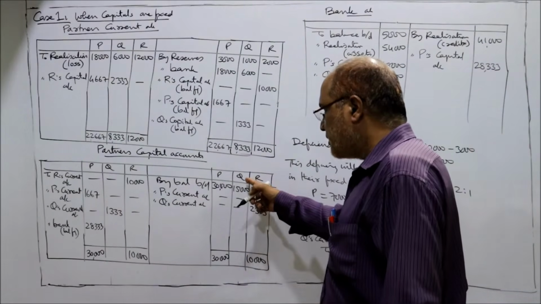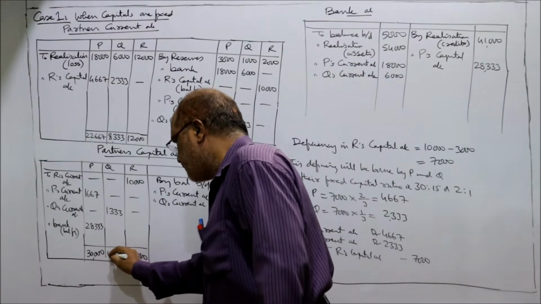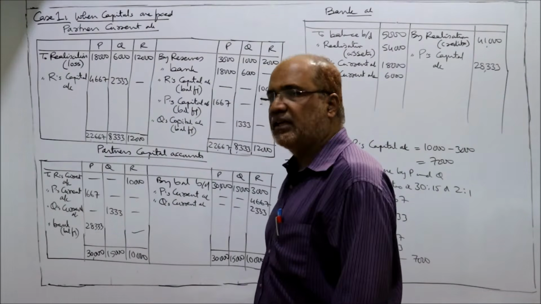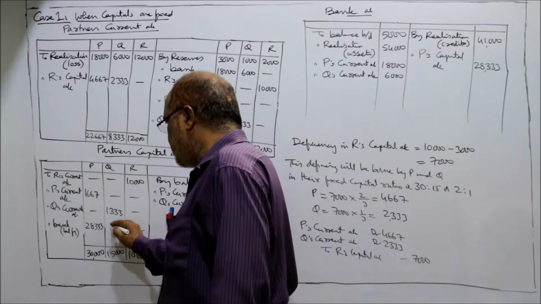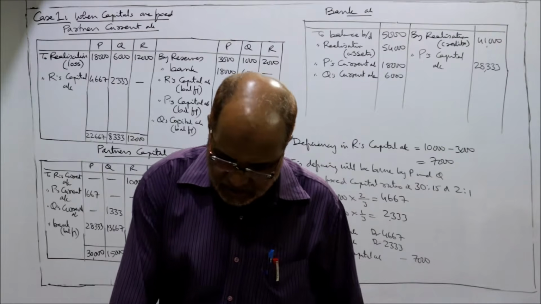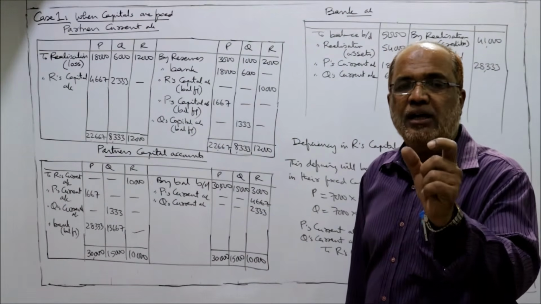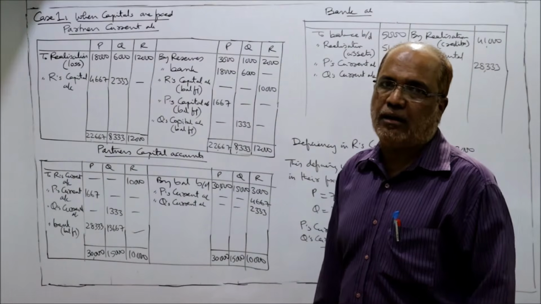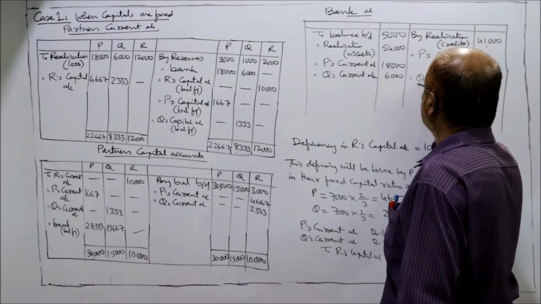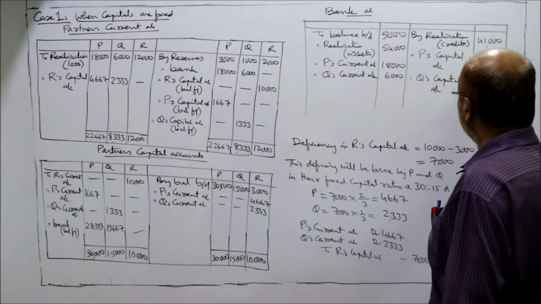Now Q's account. Credit side 15,000. Balance is 15,000. Now 15,000 minus 1,333, so it will be 13,667. So 13,667 should be paid to Q. So entry will be Q's capital account debit to bank. So we debited Q's capital and will credit the bank by Q's capital account. How much is it?